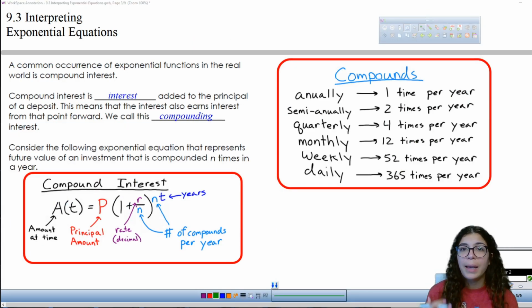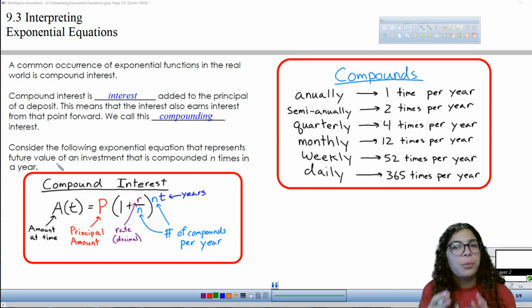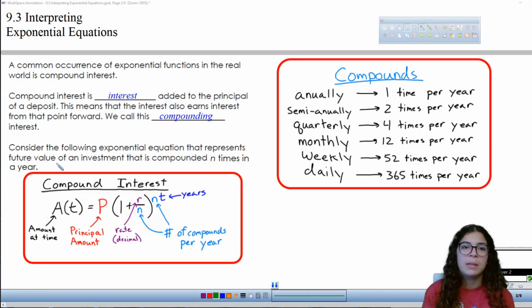Okay, so again, a very common situation that we can model with exponential functions is compound interest. So again, what is compound interest? Compound interest is interest that is added not only just to your initial investment, but to the principal of a deposit. So that means that you're also earning interest on interest. Okay, so consider this compound interest situation that we have here.